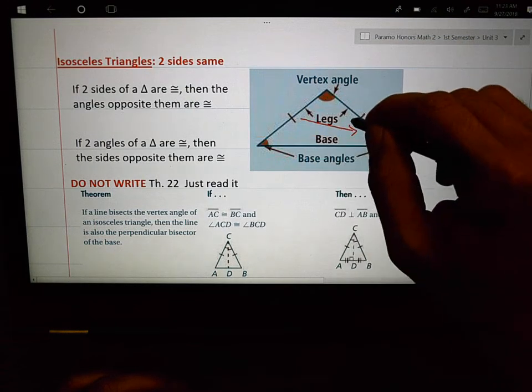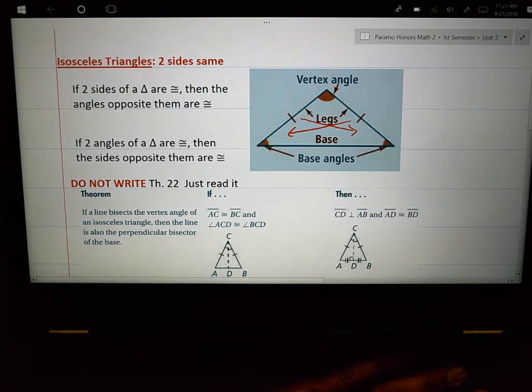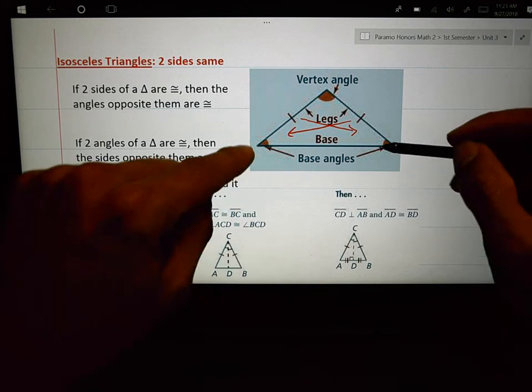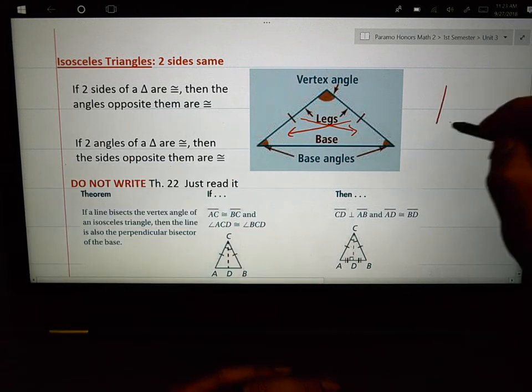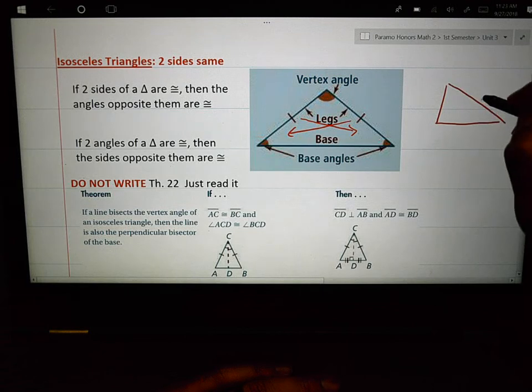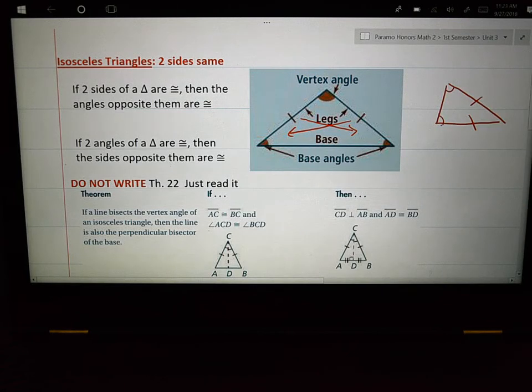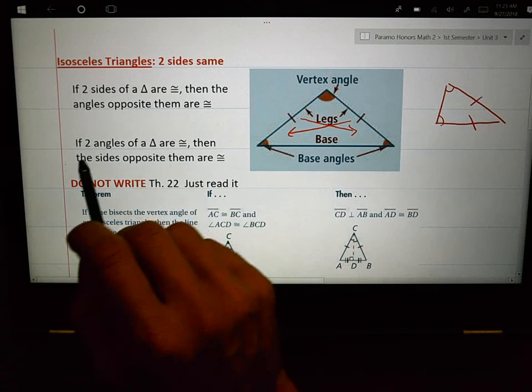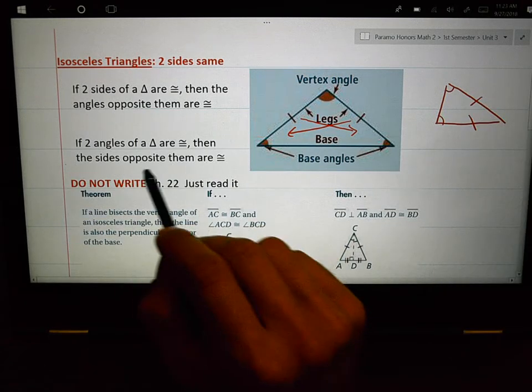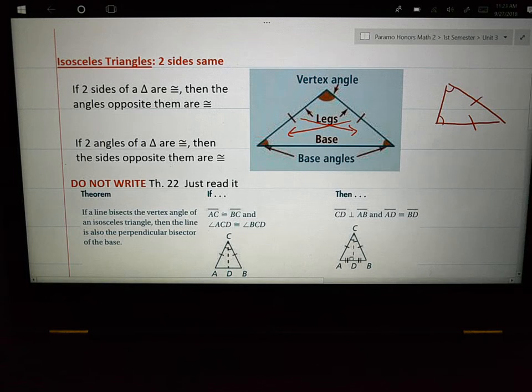You can just draw an arrow. The two angles that are across from the sides that are congruent are also going to be congruent. Those are called the base angles, even if the triangle's on its side. And if these two sides are the same, then the base angles are now over here, because they're the ones across from the two sides that are the same. If two base angles are the same, then the two sides opposite them are also going to be the same. We'll do a variety of different problems that will ask you to find the base angles or find the vertex angle, which is the angle in between the two sides that are congruent.